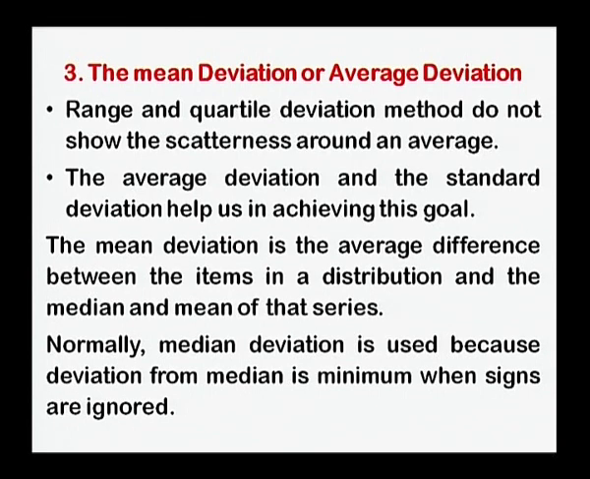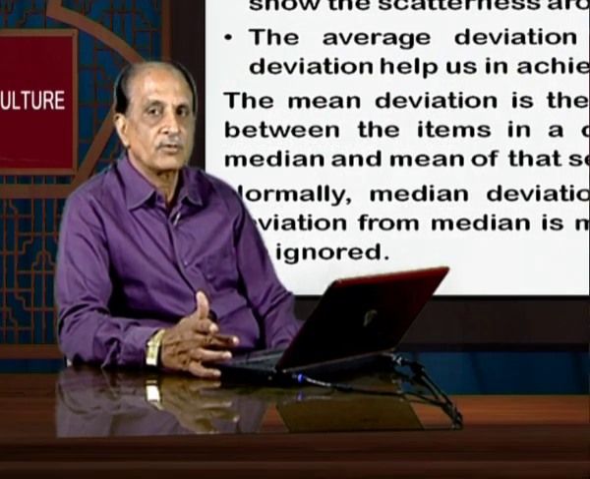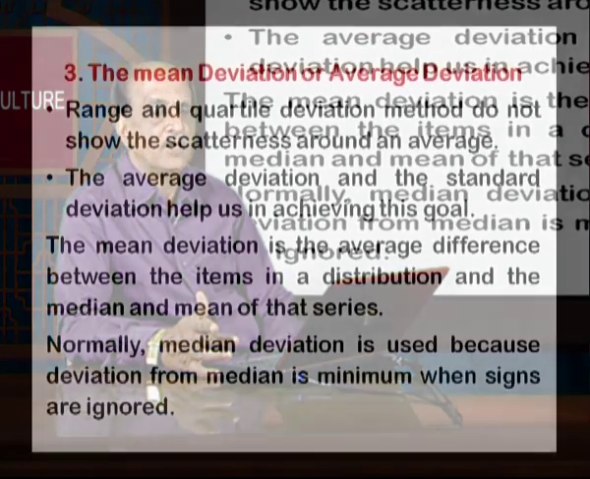Now, range and quartile deviation methods do not show the scatteredness around an average. This is one of the limitations from which the second method suffers. The average deviation and the standard deviation help us in achieving this goal. So, we can say that the third and fourth methods are very much better than the methods that we discussed. The first was the range and the second was the interquartile range or quartile deviation.